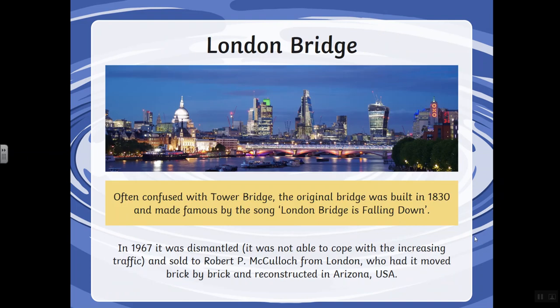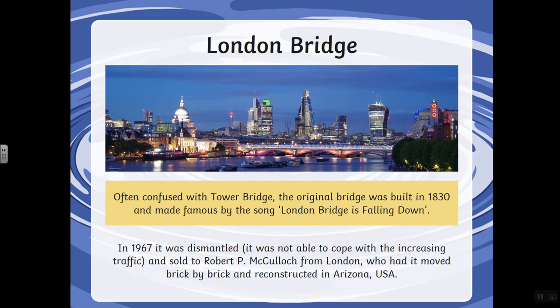Okay, now, unlike the Amazon, the River Thames has got lots of bridges. There was one famous bridge called London Bridge, and it's often been confused with the picture at the beginning of this presentation, which was Tower Bridge. Now, the original London Bridge was built in 1830, and it was made famous by the song London Bridge is Falling Down. In 1967, it was dismantled because it wasn't able to cope with all the traffic that was going on it.